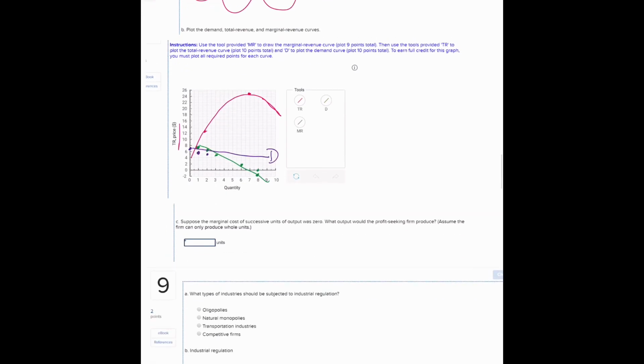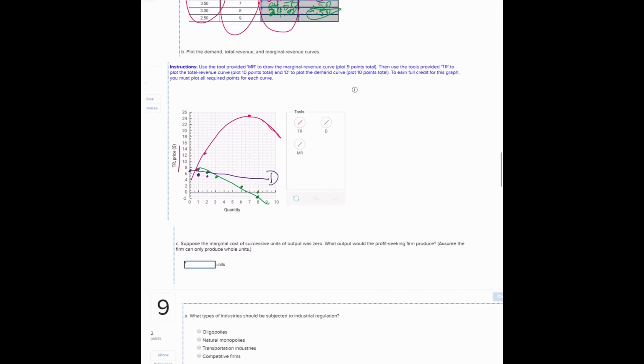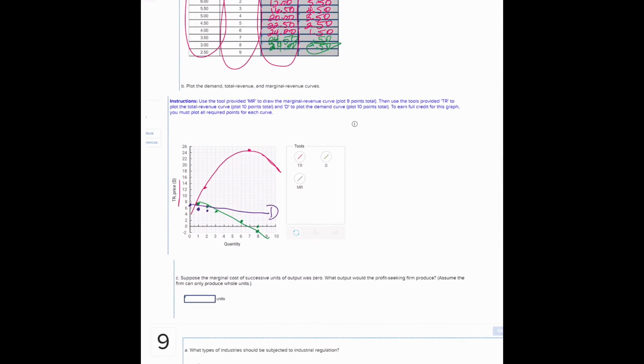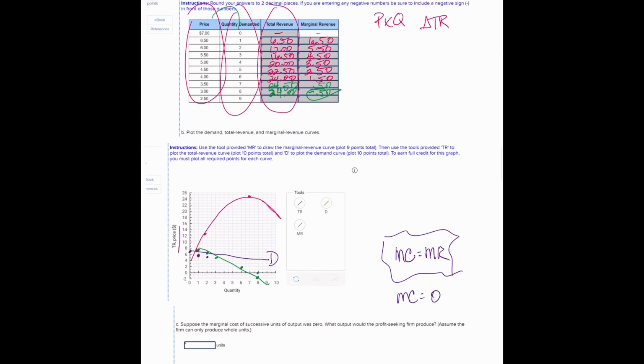So after we've plotted that, C says, suppose the marginal cost of successive units of output was 0. What output would the profit-seeking firm produce? And assume that they can only produce whole units. So how many units are they going to do if the marginal cost of successive outputs is 0? Marginal cost equals marginal revenue. That's our profit maximizing output decision. So if marginal cost is equal to 0, then how many units are they going to produce?